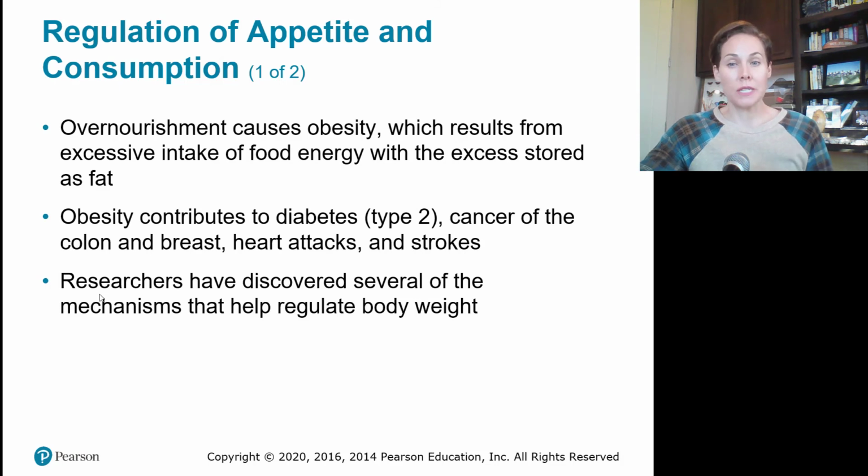Overnourishment causes obesity. That's where you eat more than you can burn off, and so that excess food becomes stored in your fat. Obesity contributes to type 2 diabetes, but it also contributes to cancer, colon and breast cancer, heart attacks, strokes, and a number of different diseases. So being overweight or obese is not a healthy thing. Researchers have discovered several of the mechanisms that help regulate body weight, yet there's still not that pill that you can take to fix it and not have to do the work by cutting back on the intake of calories or increasing the burning of calories.